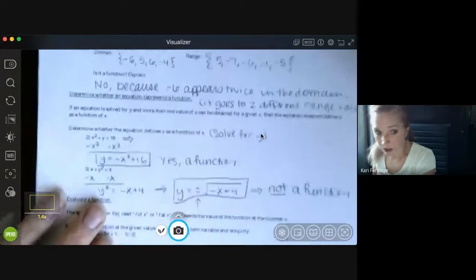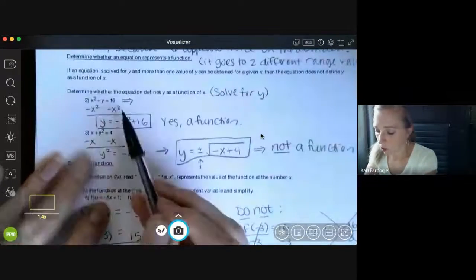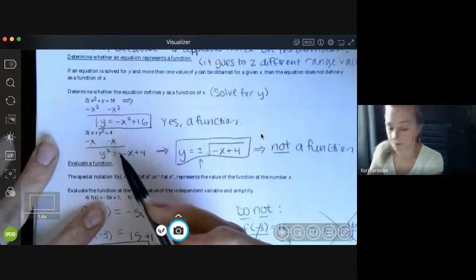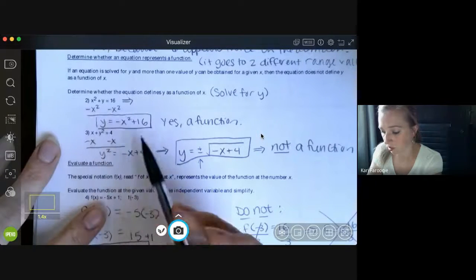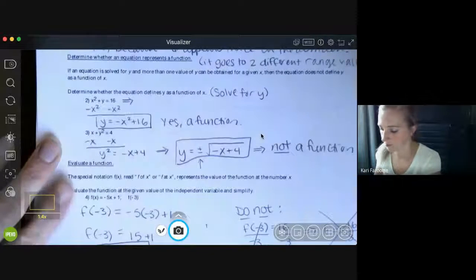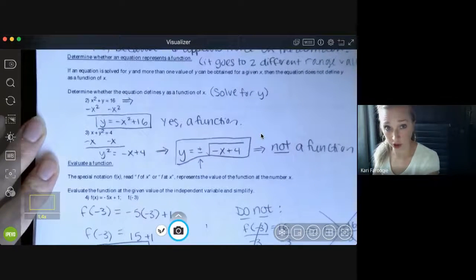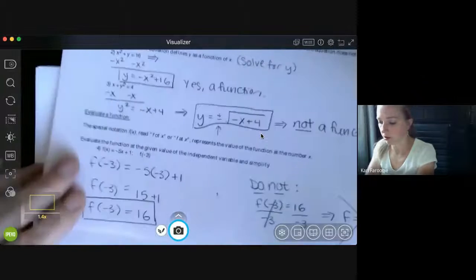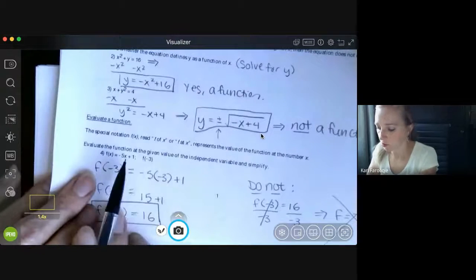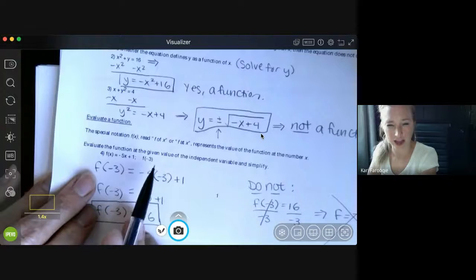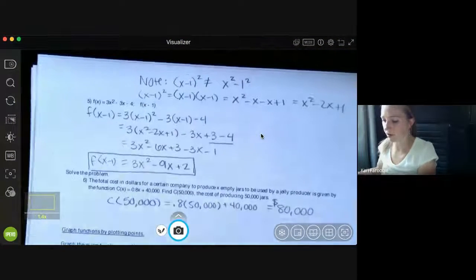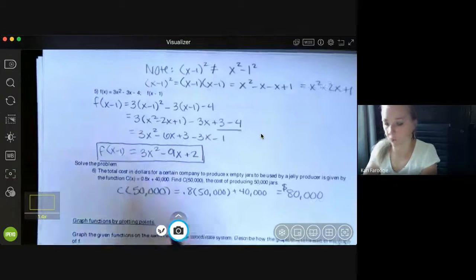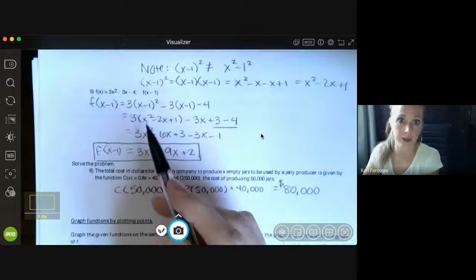All right, we talked about how to determine whether an equation represented a function. We looked at two examples there where one of them did and the other one did not. We talked about special function notation that's read f of x or f at x. We talked about evaluating functions first. By the way, we're going to do some more of this today. But first, we looked at just evaluating a function at a specific integer value. Then we looked at evaluating a function at an algebraic expression. In our case, it was f of x minus 1.